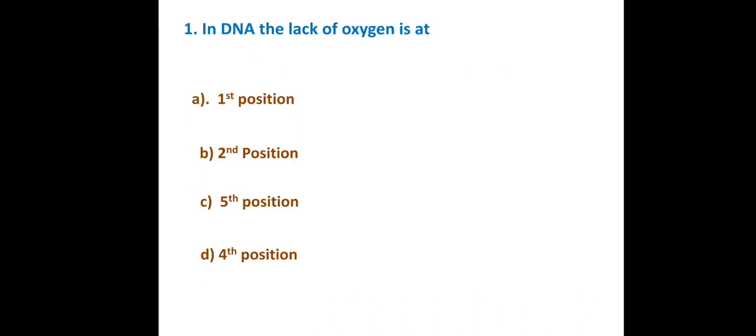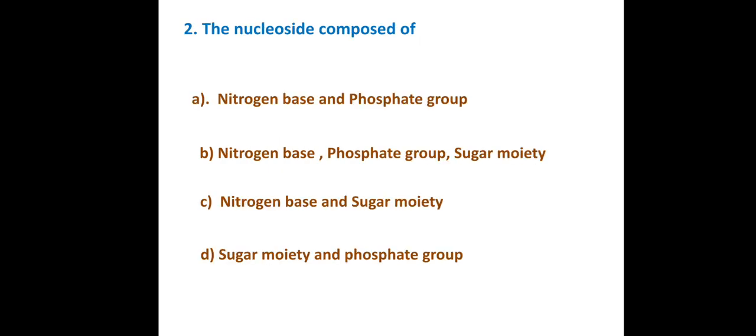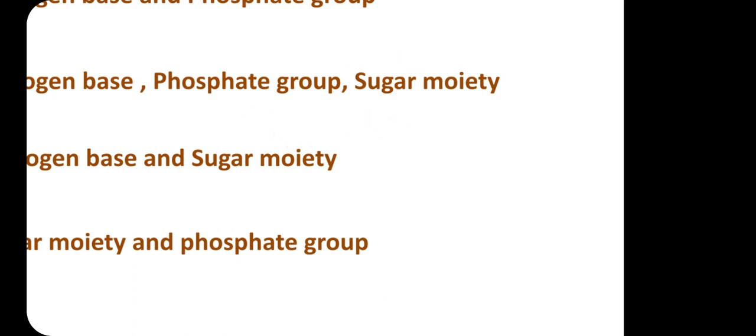Okay, let's see how much you have understood. In a DNA, lack of oxygen is at first position, second position, fifth position or fourth position of sugar. What's your answer? Yes, it is in the second position of sugar. Okay, the next one, the nucleoside is composed of: nitrogenous base and phosphate group; nitrogenous base, phosphate group and sugar; nitrogenous base and sugar; sugar and phosphate group. Your answer must be yes.